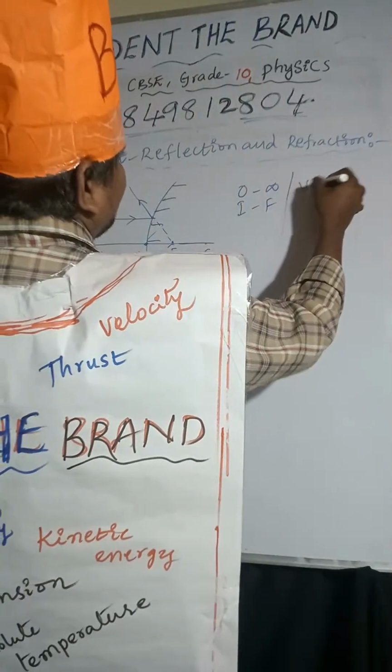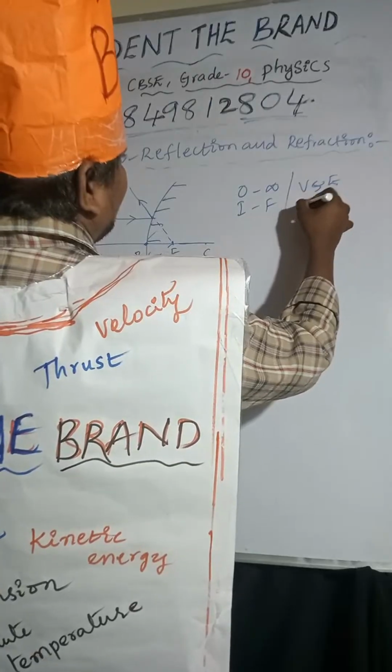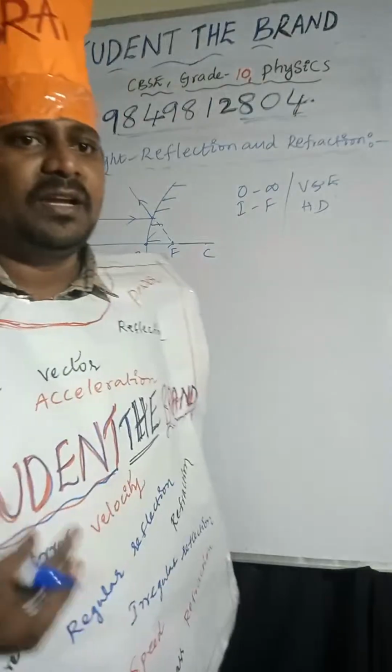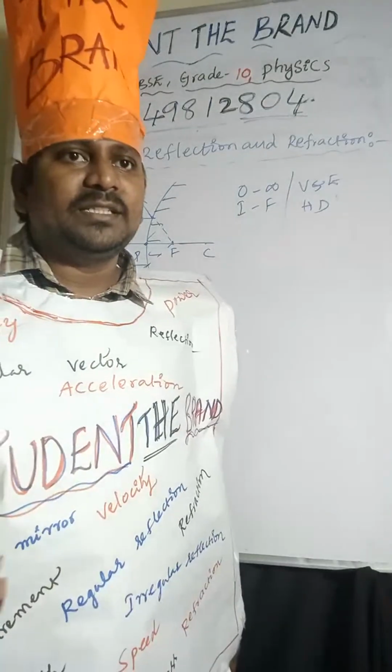Nature of the image is virtual, erect, and highly diminished. Highly diminished because a point size image is forming at focus.